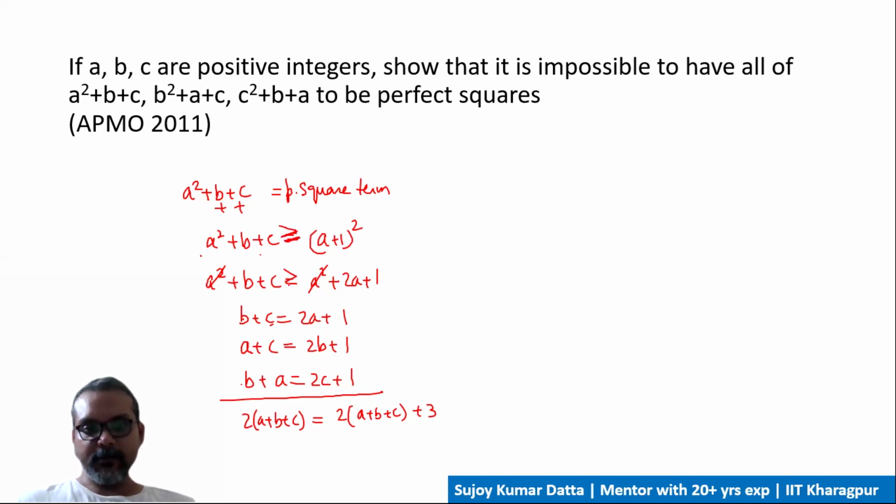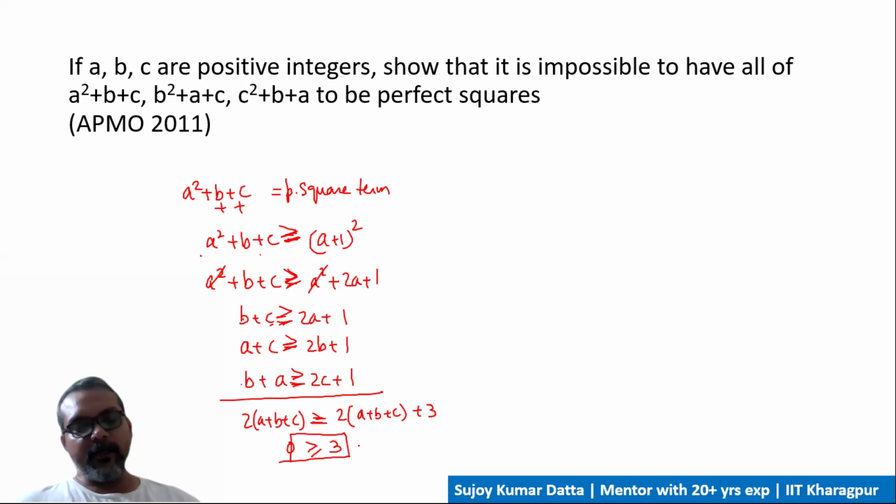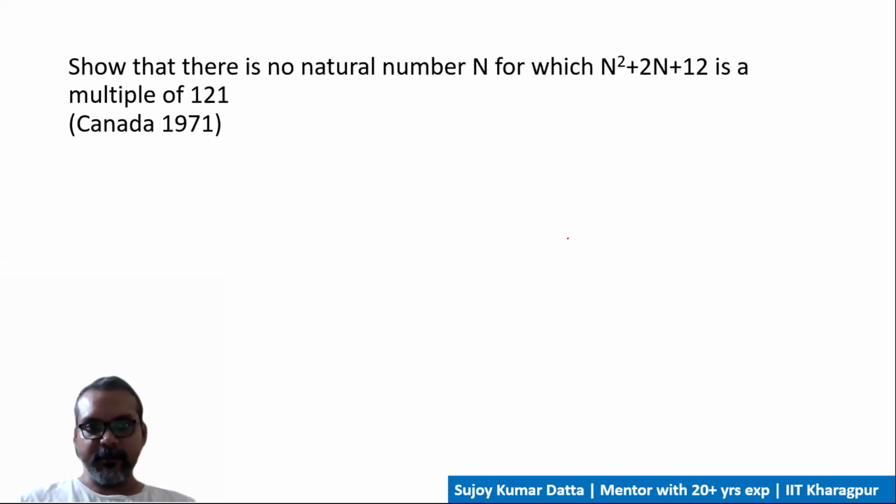So actually what we are going to get is greater than or equal to for all of them. So you end up getting 0 greater than or equal to 3, which is not possible. You cannot have 0 greater than or equal to 3. Hence, it is impossible to have all three be perfect squares. Okay, let's go to the next question.